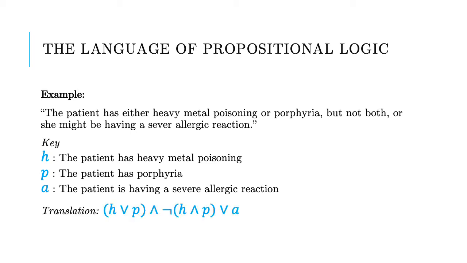For our translation, we get H or P, the patient has heavy metal poisoning or the patient has porphyria, and not H and P, right? And it's not that both the patient has heavy metal poisoning and she has porphyria, or the patient is having a severe allergic reaction, that is, or A. Notice that here, but is acting as it often does in English, in a way that is equivalent to and.